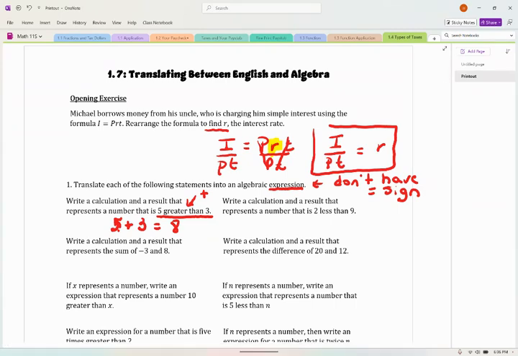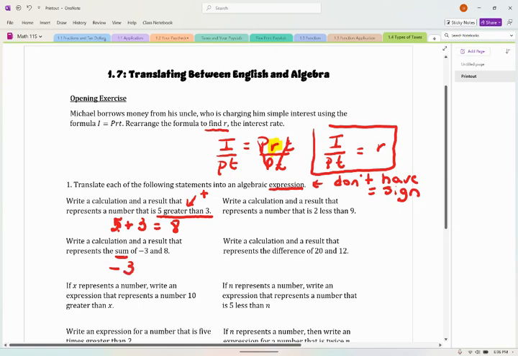Write a calculation and a result that represents the sum of negative 3 and 8. The word sum means I'm adding. Negative 3 plus 8 gives me positive 5.